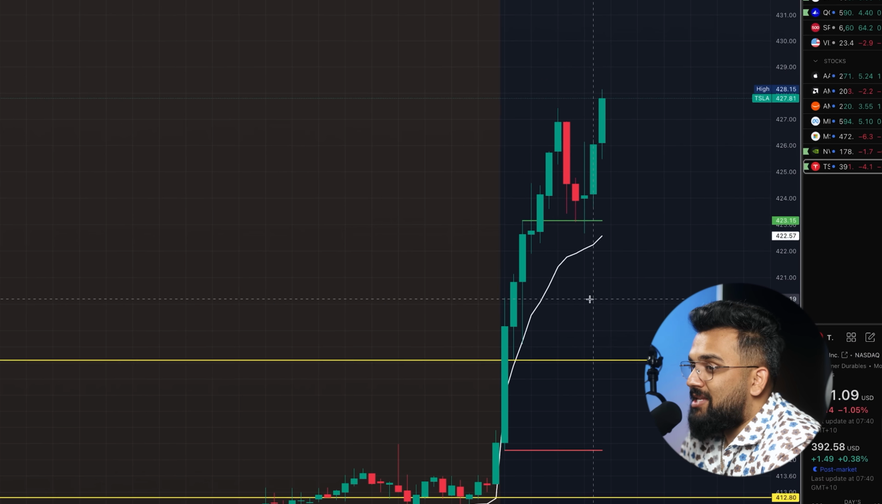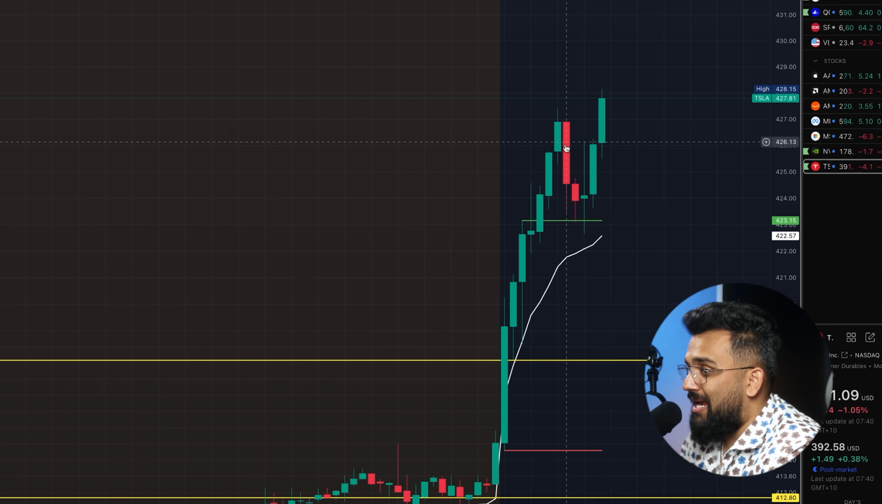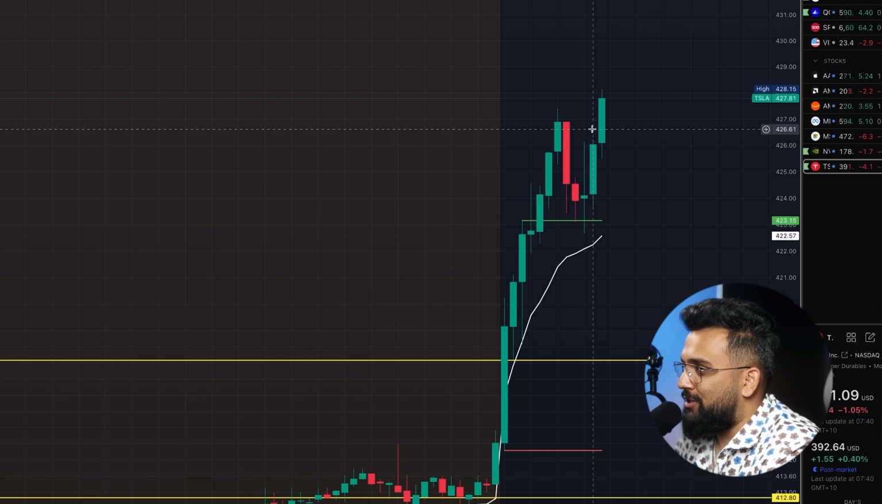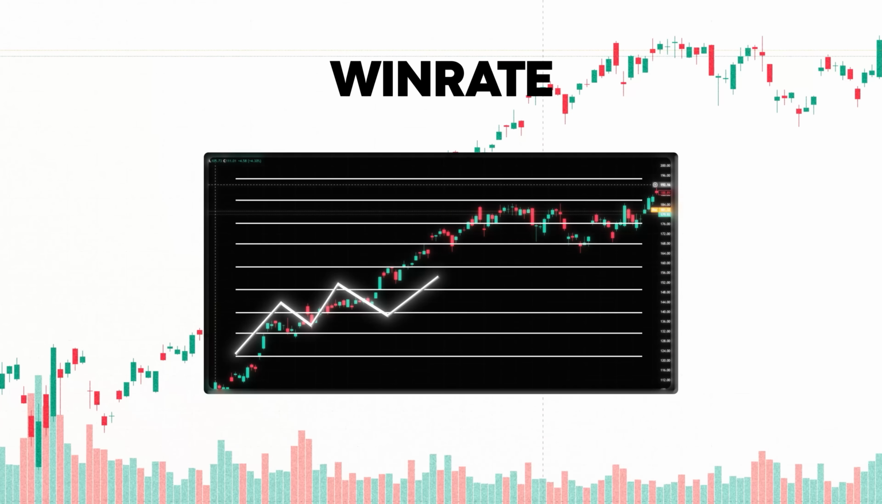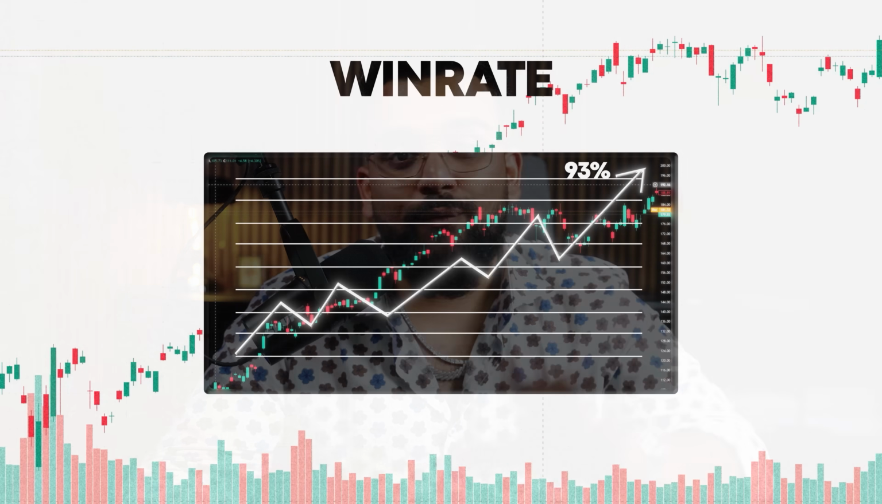Or another example of Tesla right here. Broke above the ORB, came back, retest, and we have a VWAP sitting right here. That becomes a confluence zone. Prices made a big move towards the upside and it made like a $6 move up. These are just 3 or 4 examples from last few days. Over the past 20 trading days, this exact setup has hit over 93% win rate with clean risk to reward on every single move.